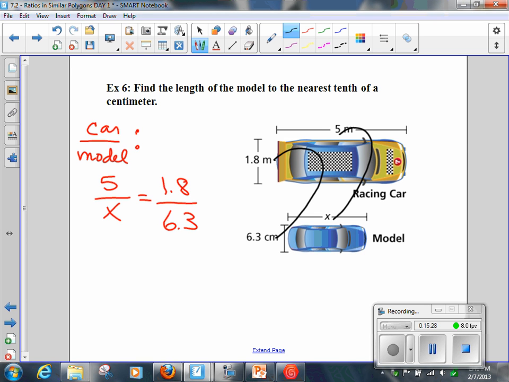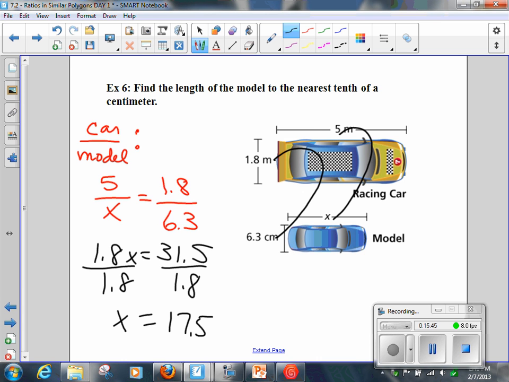What is 1.8x? What's 5 times 6.3? 31.5. When I divide by 1.8, you still might have the right answer. What's that? 17.5. Why is it centimeters? It's centimeters because we're solving for the model, okay? And it has to be centimeters. How many of you got 17.5? It is to the 10th. So 18 is wrong. 17.5 is correct because this says nearest 10th, folks.